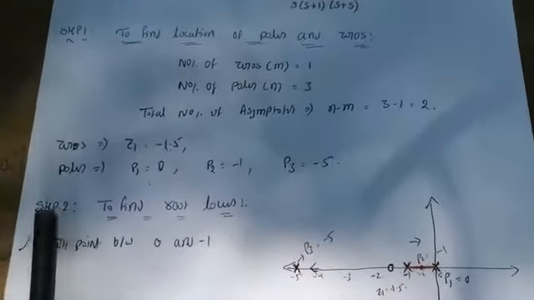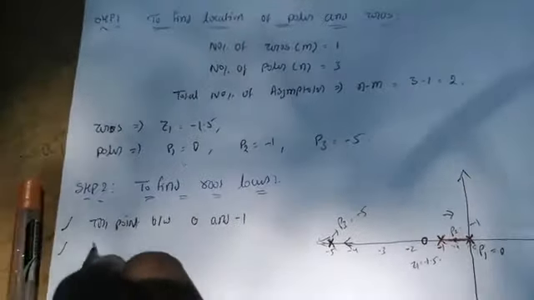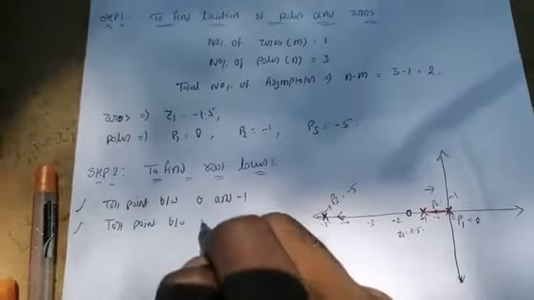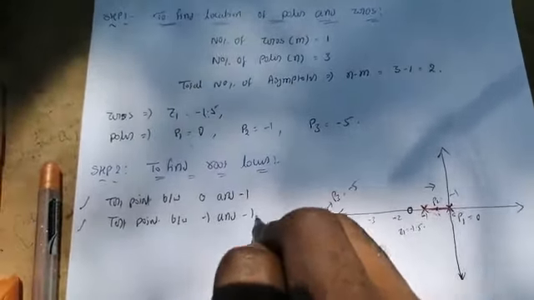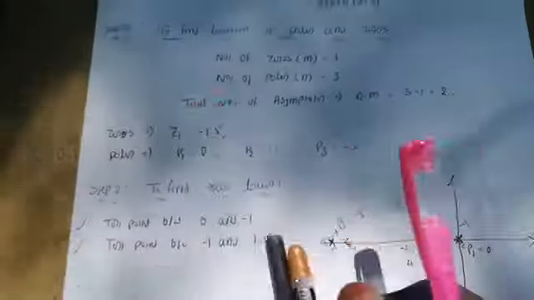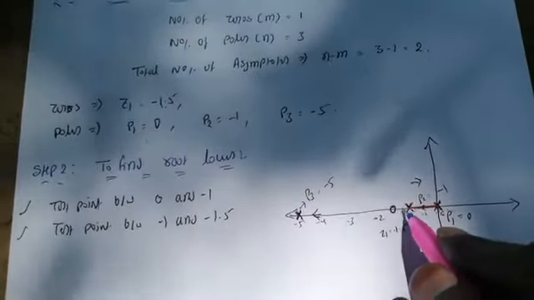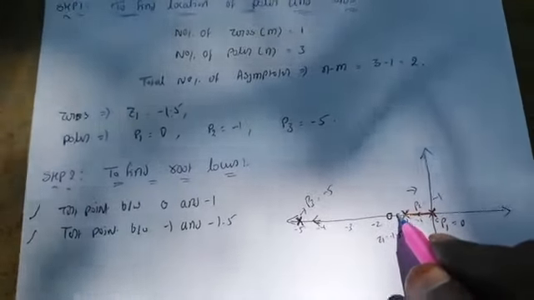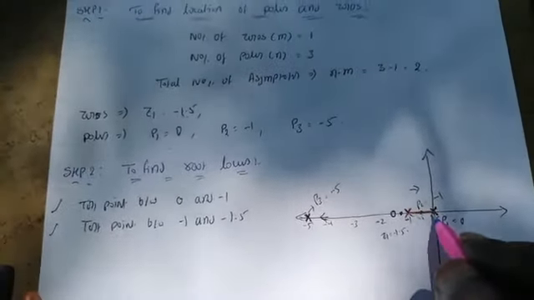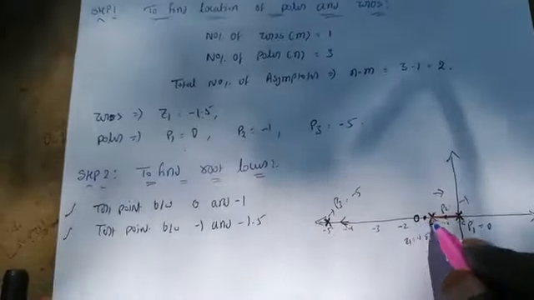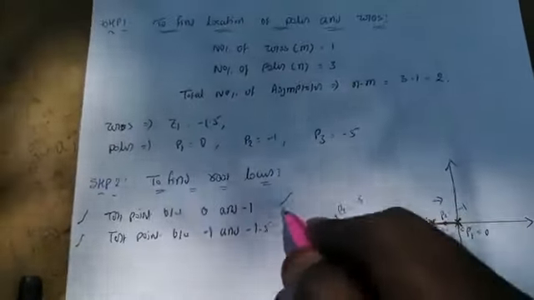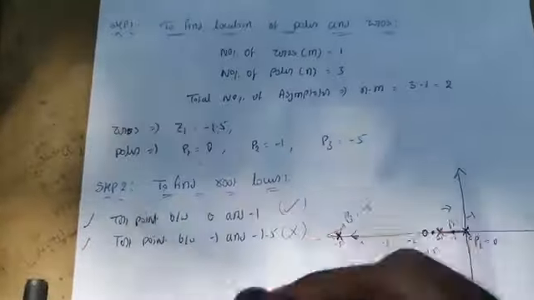Next, let's consider a test point between minus 1 and minus 1.5. When you look back to the right side, we have 1, 2 poles, and 2 is an even number, so there is no chance to get the root locus between minus 1 and minus 1.5. So here the root locus will be possible, and here the root locus is not possible.